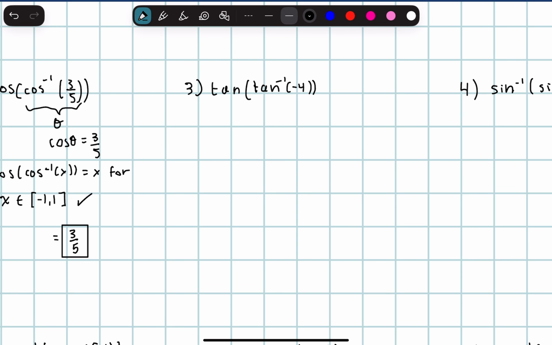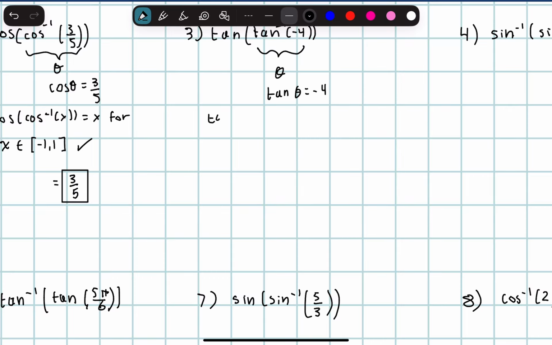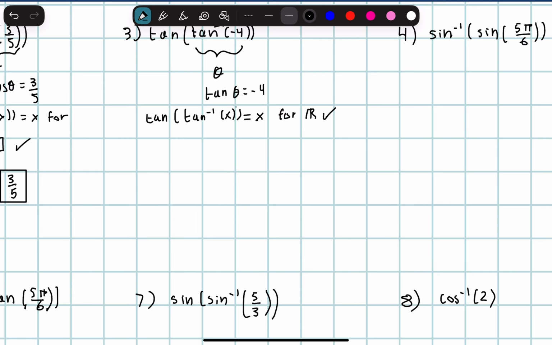Now let's move on to 3. Set the inside equal to theta again. So now we can rewrite this as tangent of theta equals negative 4. Now we know that tan of arctan of x is equal to x for all real numbers, and this is a real number. That's true. So again, it's just negative 4. It cancels out.